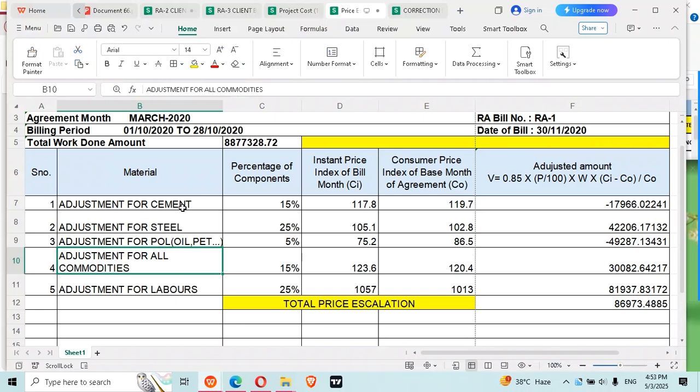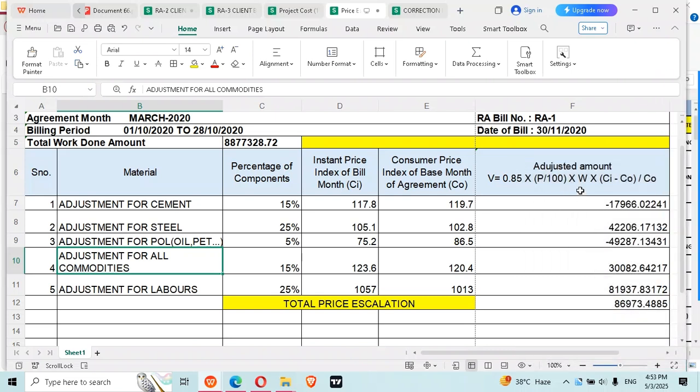If price escalation is mentioned in the agreement, at that time we should calculate the price escalation, the price increase or decrease. Escalation means increase. We should calculate the price escalation of every month so that we can understand which item cost has increased and which item cost has decreased.